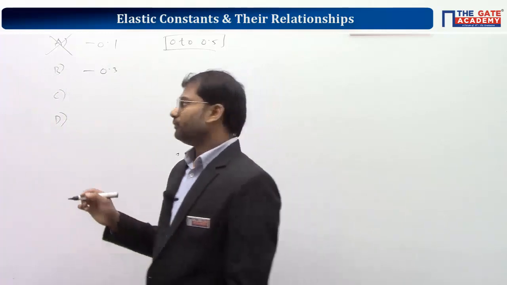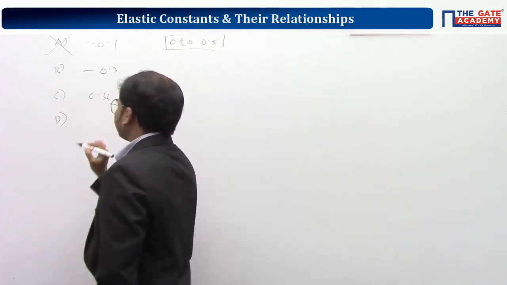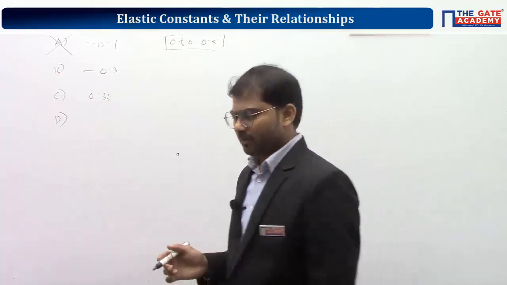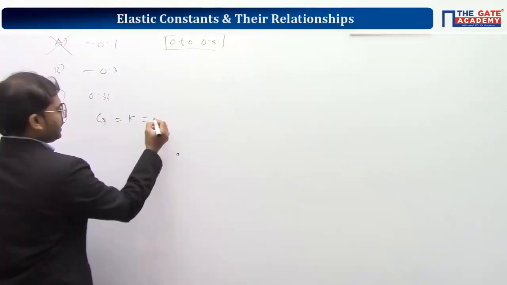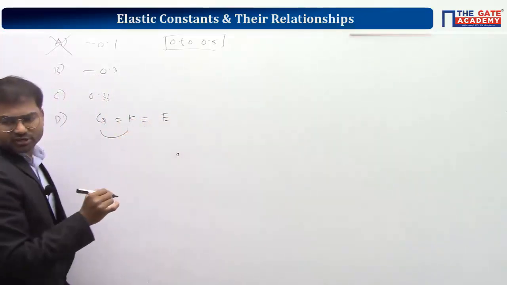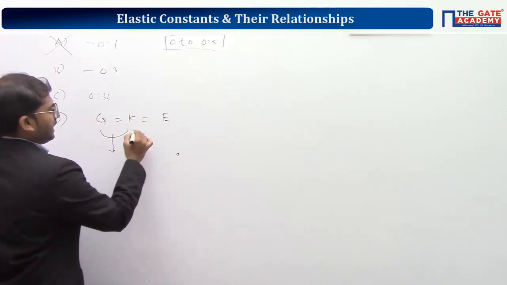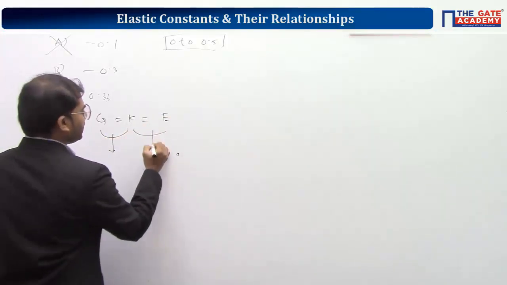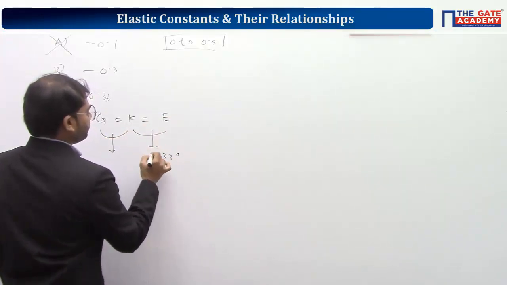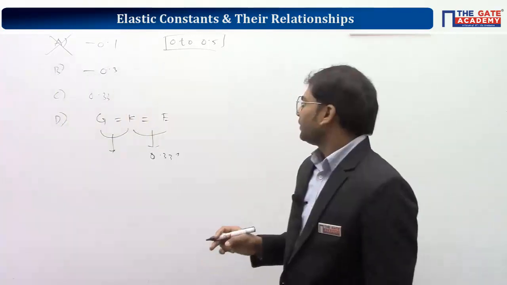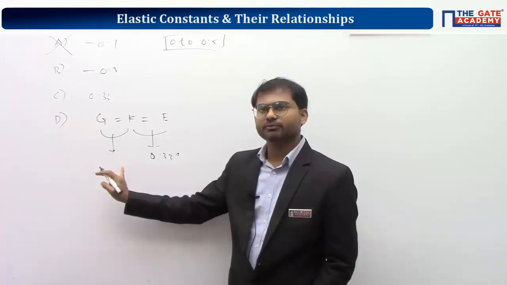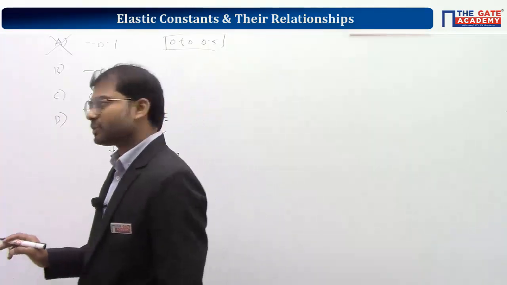So option C, 1 by 3 will come, because this is the answer I remember. For option D, you will get multiple values, because they have given G is equal to K is equal to E. If you use G is equal to K, you'll get some value, and if you use K is equal to E, you'll get 0.3. Understand? If G is equal to K, what's the value of Poisson ratio? Minus 0.5.